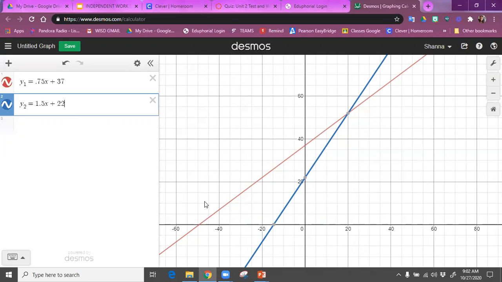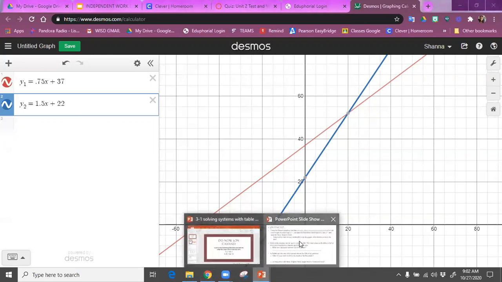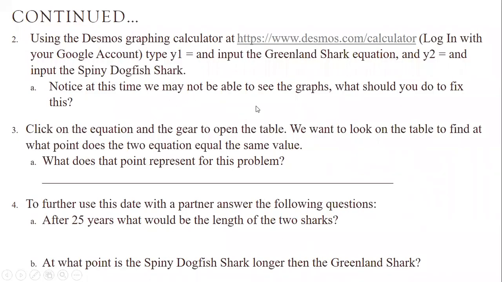Okay, so notice we had to zoom out in order to be able to see what we're doing. So in order to fix it, if I can't see, what do I got to do? Zoom out. Zoom out. That's our key thing.